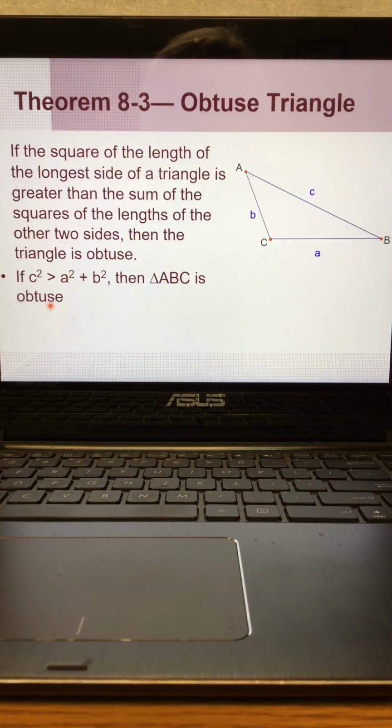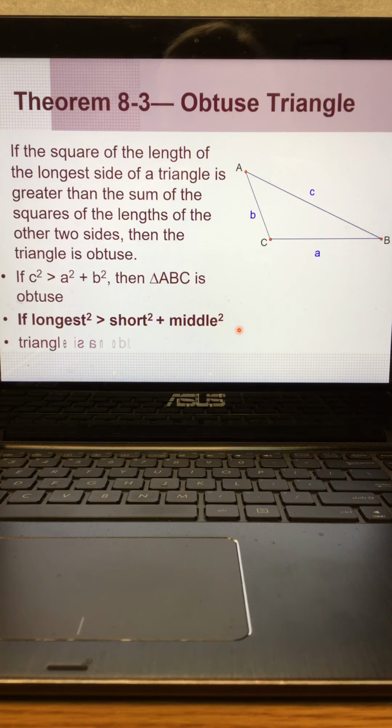Greater than 90 was obtuse. Greater than what would make it a right triangle will make it an obtuse triangle. Or I like the words. If the longest side squared is greater than the short side squared plus the middle side squared, then I'm going to call that an obtuse triangle. If that symbol right there is greater than, my triangle is obtuse.